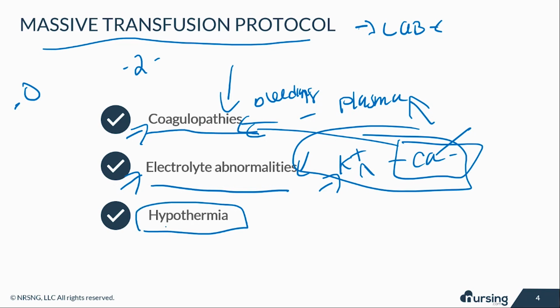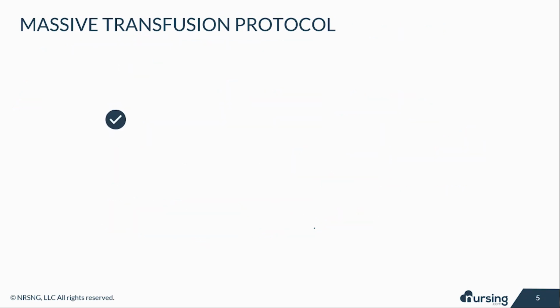And hypothermia. Remember that blood is cold. When they keep it down in the lab, they keep it refrigerated. So when you don't have time for them to warm it up, usually you get it cold. There are some machines that can warm it up really quickly as you're giving it to patients. But depending on how fast you're giving it, you can cause some hypothermia, so you've got to watch out for that.